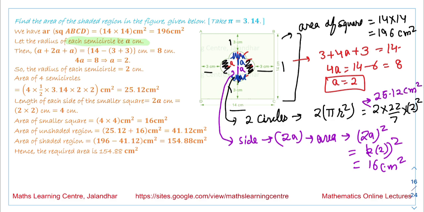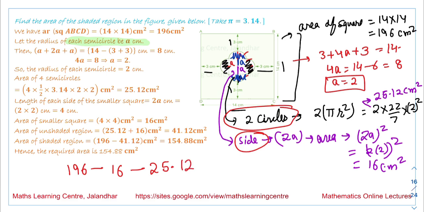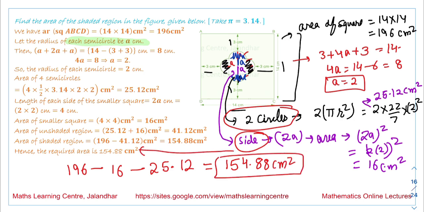25.12 centimeter square. So the area of the shaded portion will be the area of the square, that is 196, minus the area of this smaller square, which is 16, minus the area of the 4 semicircles, which is 25.12, and the answer comes out to be 154.88 centimeter square.